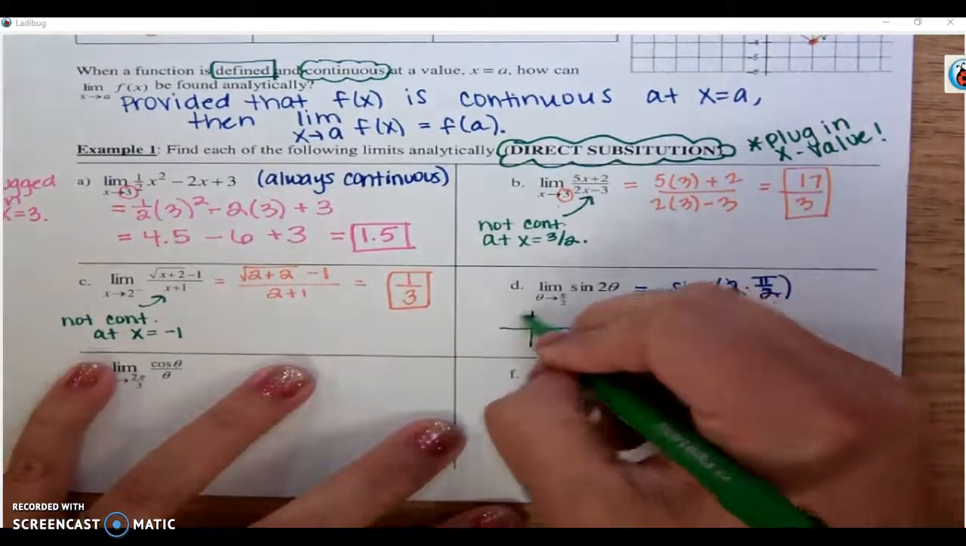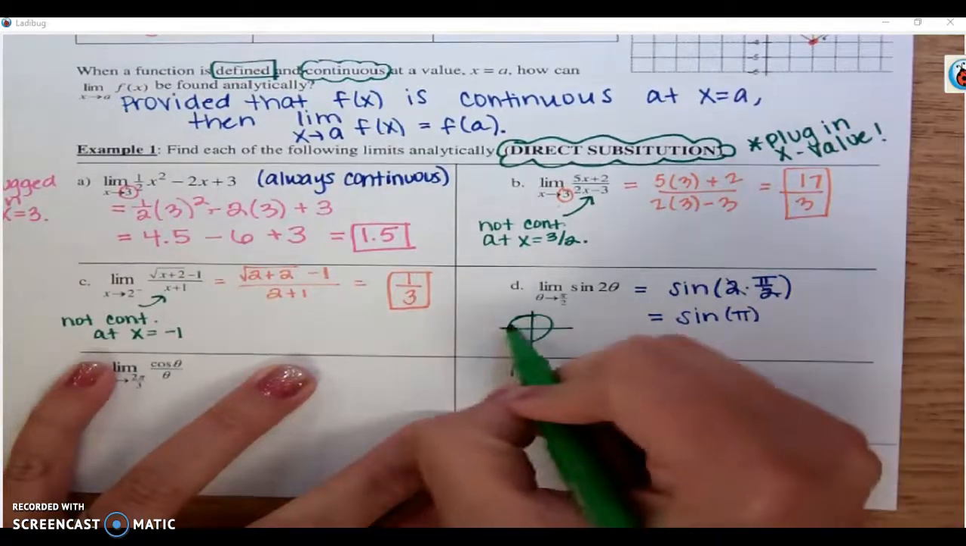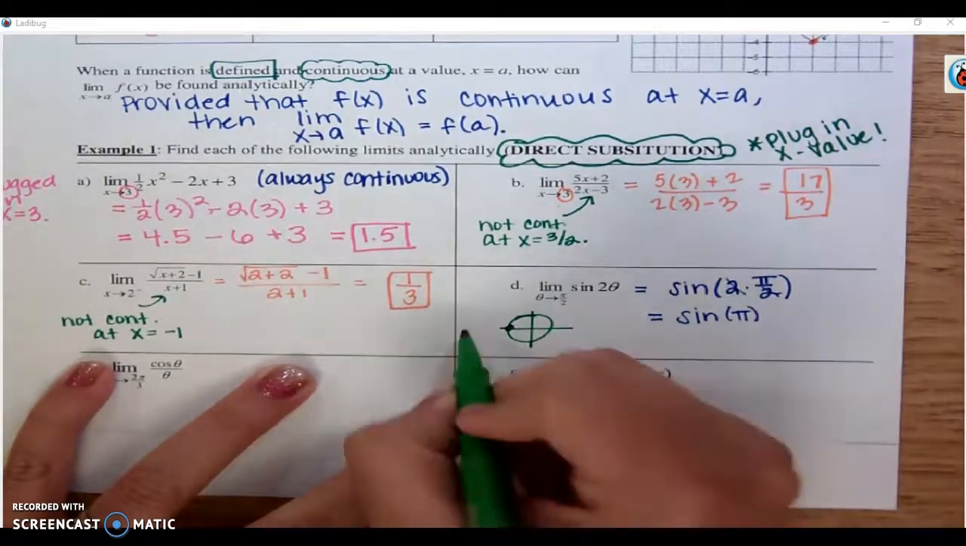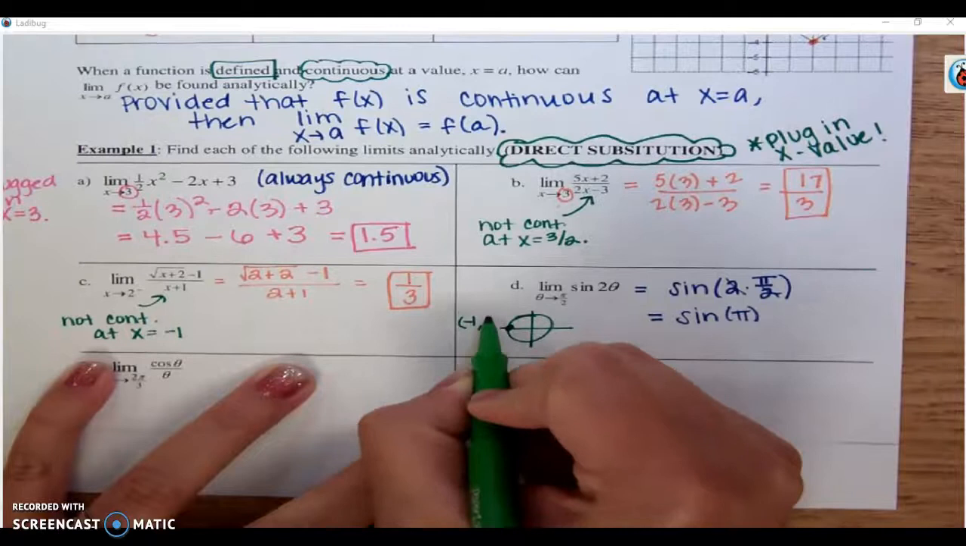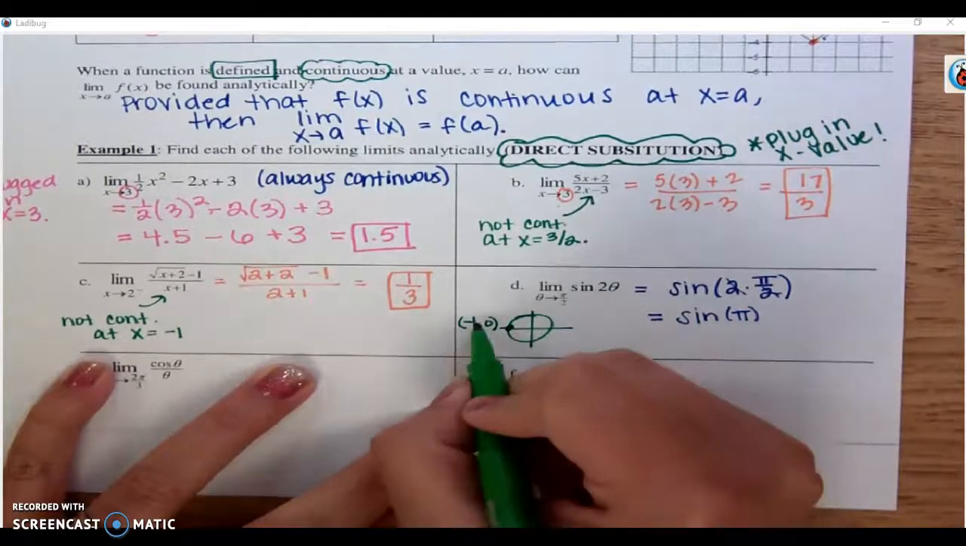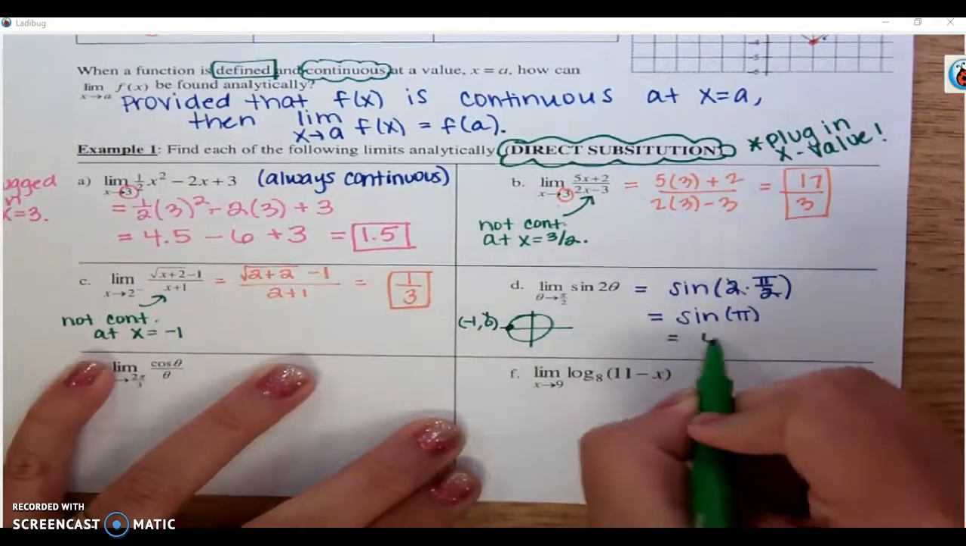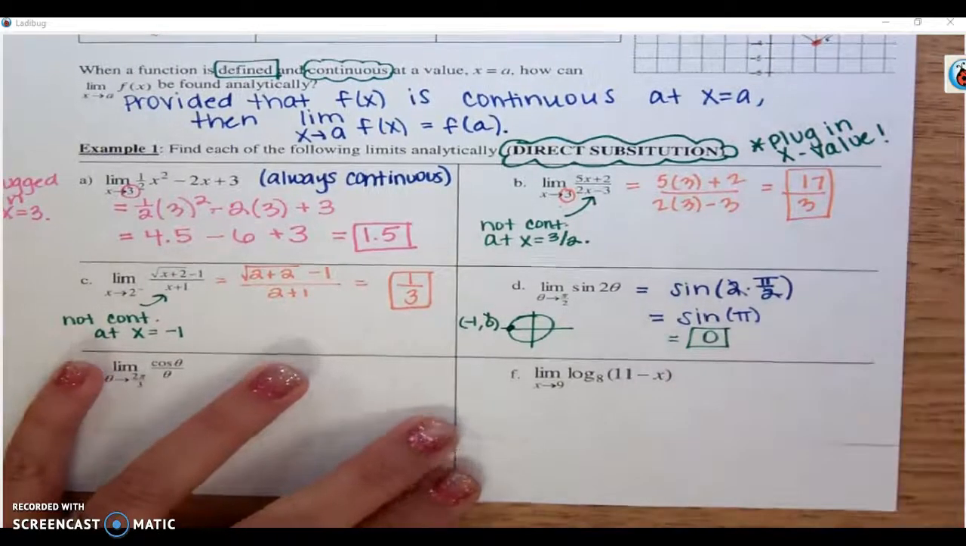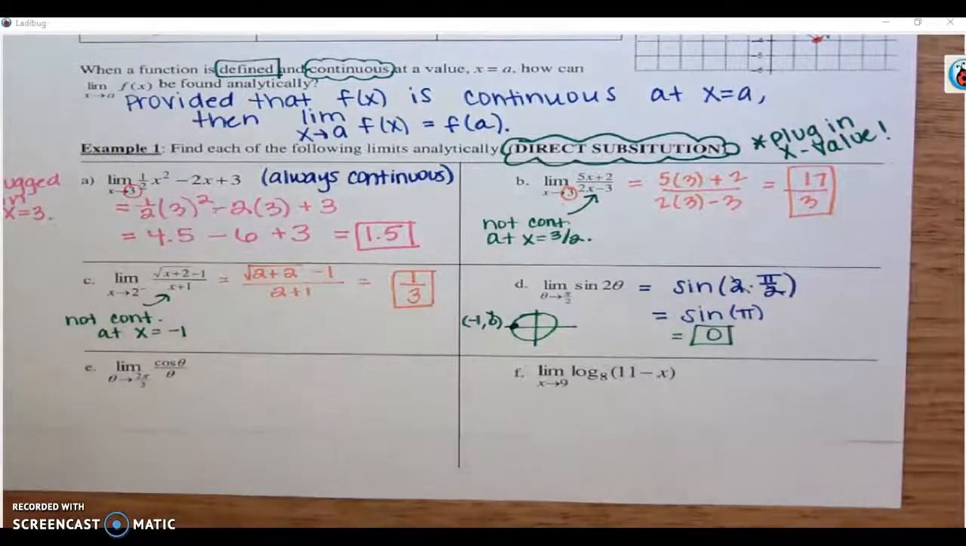So get to the point where you can just draw yourself a little picture. We know pi is over here, and that ordered pair is -1, 0. And because sine is the y value, then the answer to that is 0. So that's how you use direct substitution for that.